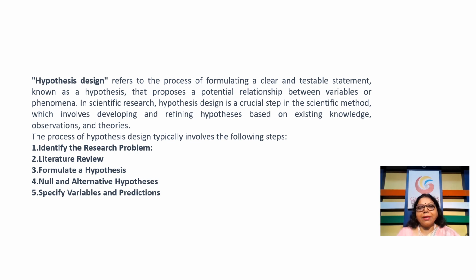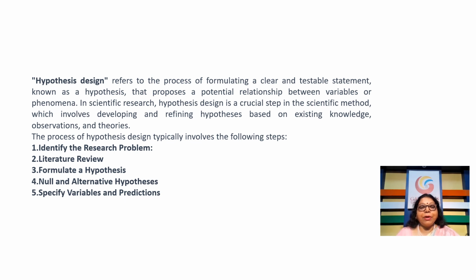So, broadly categorizing the hypothesis, we can categorize them into two categories. One is the null hypothesis, and the other is the alternate hypothesis. So, in this step of dividing the hypothesis into two categories, we can depict null hypothesis by H0 or HO, and alternate hypothesis by H1 or HA. The null hypothesis suggests that there is no significant relationship or effect, while the alternate hypothesis proposes a specific relationship or effect.